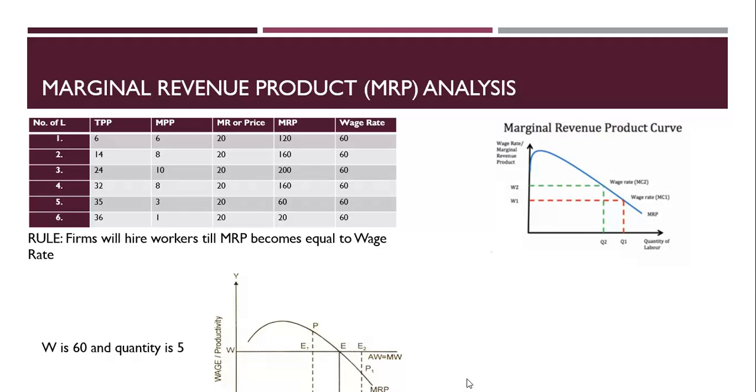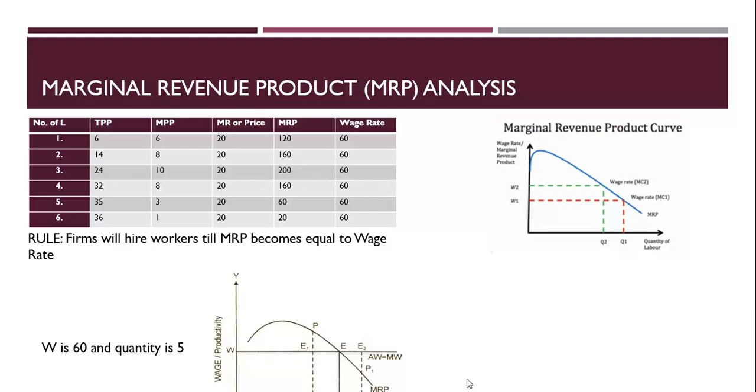So what is the MRP going to be for the first worker? It's simply going to be marginal revenue multiplied by the MPP, which is MRP. And you get the MRPs for all the workers. When you hire one worker, the MRP is 120. For 2, it's 160, and that's the way it goes on. And the wage rate, again, because you are a wage taker, is going to be 60.